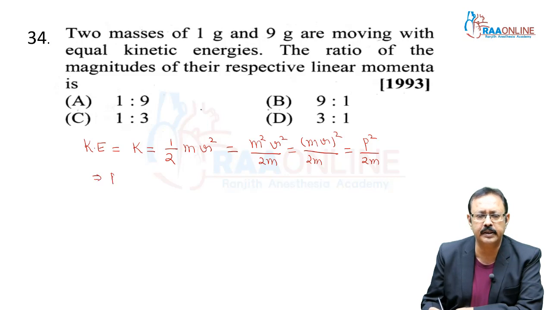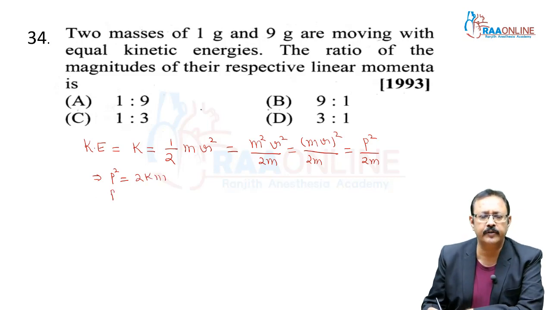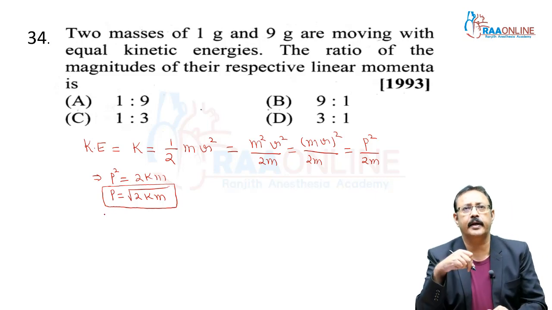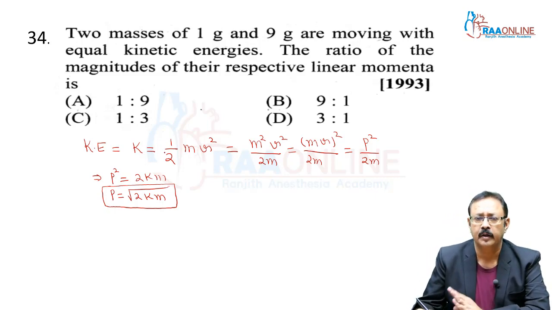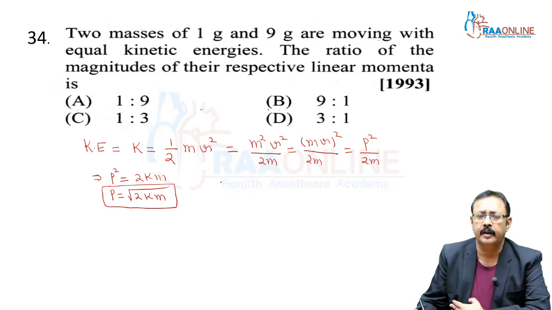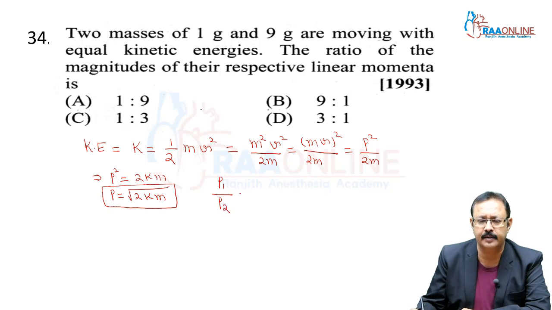So we are getting p square is equals to 2km. So what is the formula for momentum and kinetic energy? You can write p equals root 2km. Remember this: if kinetic energy is K and mass of the particle is m, its momentum should be root 2km. In this problem, two different particles have equal kinetic energy. To calculate the ratio of momentum of the two particles, we write in one root only, both are in root, for the first particle and for the second particle.